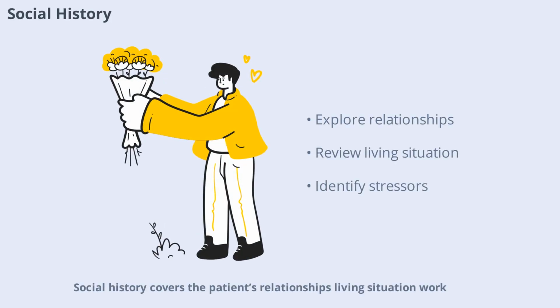Social history covers the patient's relationships, living situation, work, education, and daily activities. Ask about support systems, stressors, and any recent changes in their environment. Understanding the patient's social context helps you see how external factors may be affecting their mental health. This holistic view is essential for creating effective treatment plans and offering meaningful support.